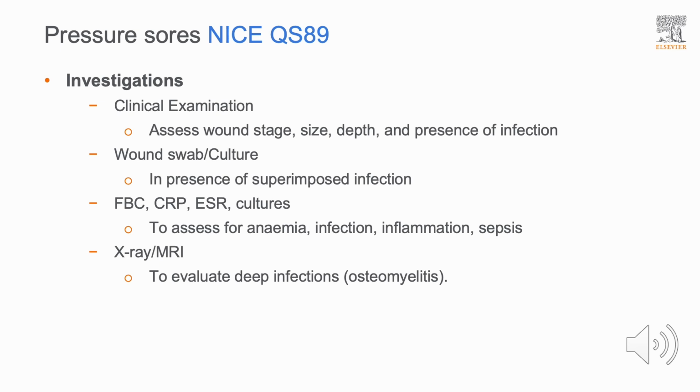Management of pressure sores includes relevant investigations, including a clinical examination to assess the wound stage, size, depth, and presence of any associated infection. Wound swabs and cultures should be performed, particularly in the concern for superimposed infection. Full blood count, CRP, ESR, and culture should be performed to assess for any associated anemia, infection, inflammation, or systemic sepsis. And X-rays or MRIs of the affected body part can be performed to evaluate for any risk of deep infections such as osteomyelitis, particularly in cases such as pressure sores of the heels.